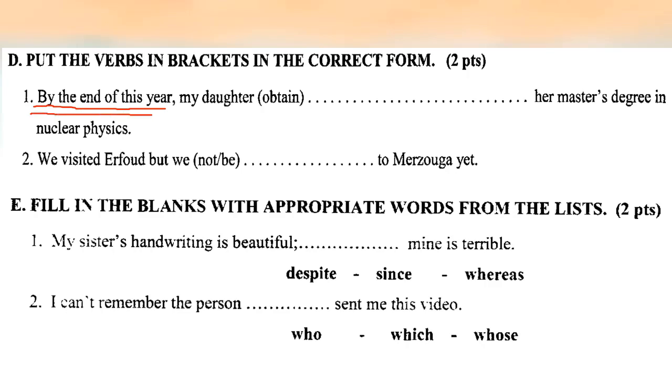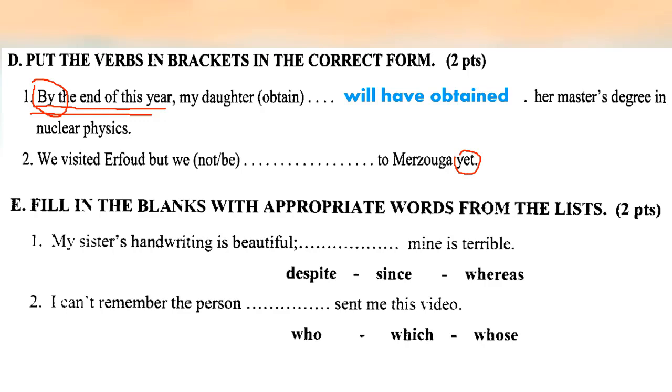By the end of this year, we're speaking about something not yet happened, but it's in the future, and it's going to happen before the end of this year. So by the end means before the end. So we're going to use will plus have plus past participle of the verb obtain. Obtain is regular, so plus ed. Will have obtained.